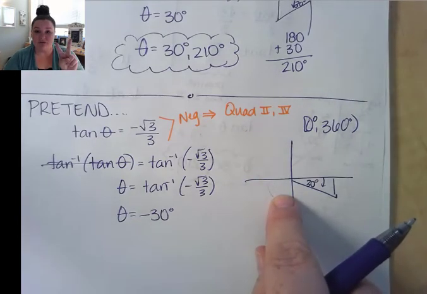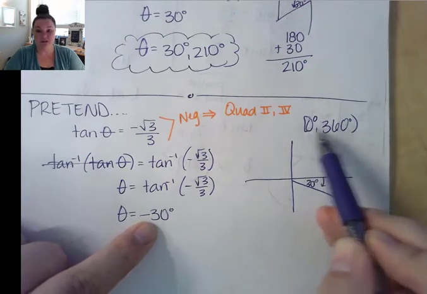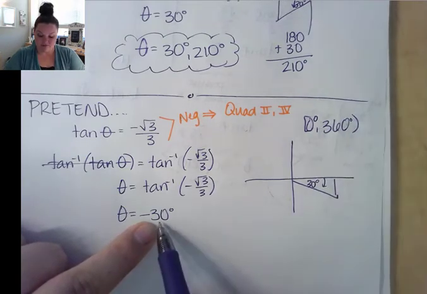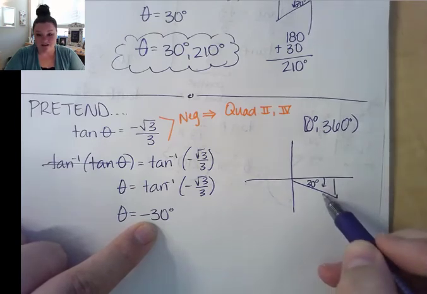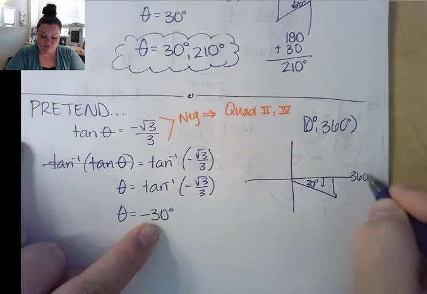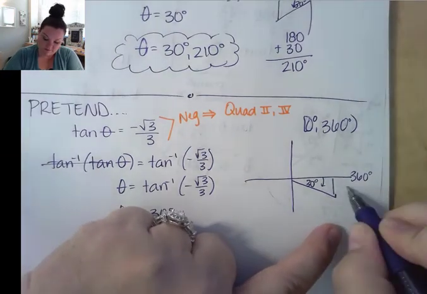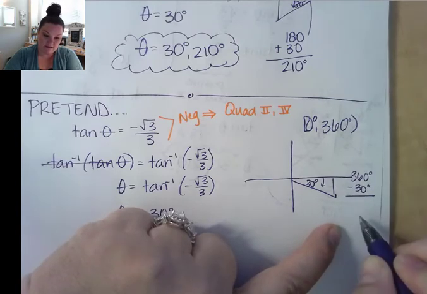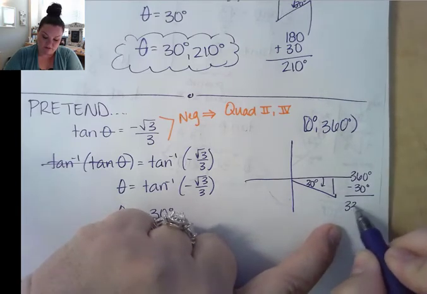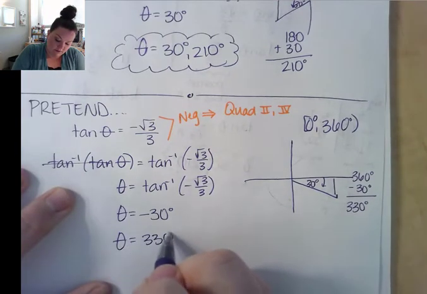And number two, you have to make sure that your answer is written within the interval that they have given you. So instead of writing it as a negative 30, we know that this is 360, and I could just go back 30 degrees. If I subtract 30 degrees, that puts me at 330 degrees.